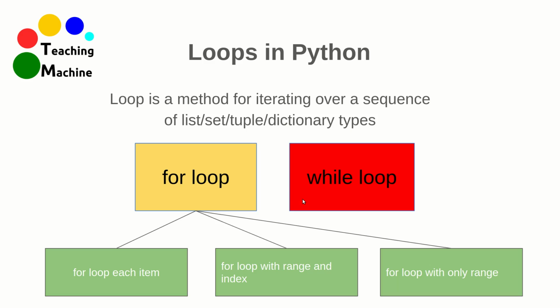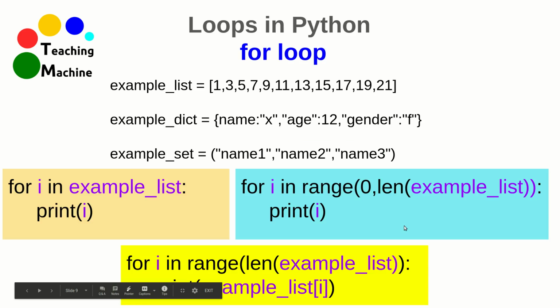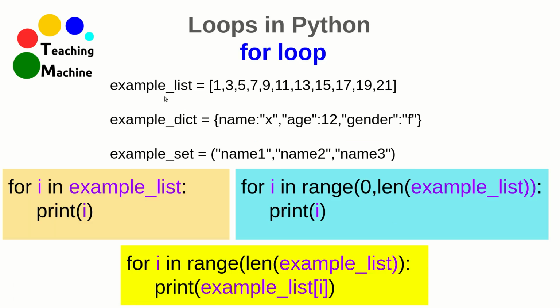We can use the for loop in three ways: a for loop with each item in a list, a for loop with a range, and a for loop with a range and index. Then there is the while loop. Here is an example list. If we have this kind of list, we can use a for loop with index.